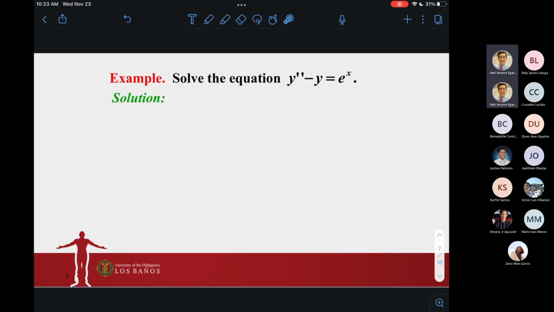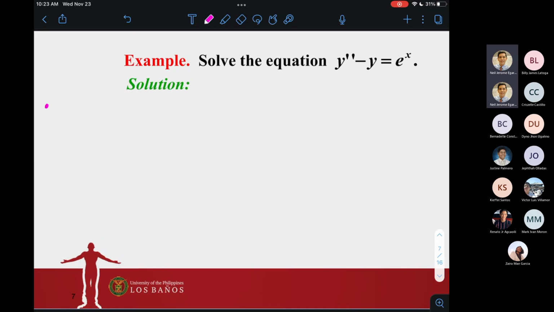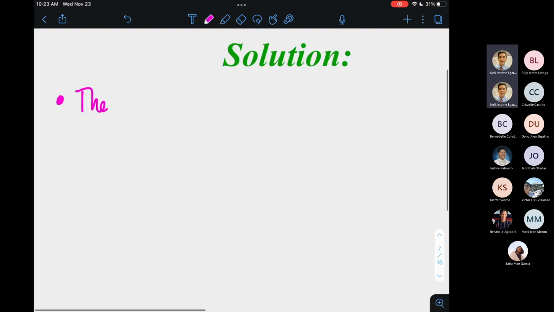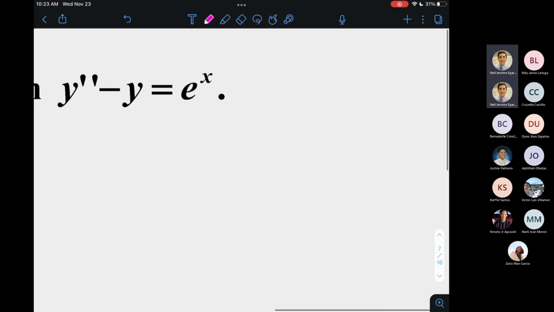But just to illustrate the method, let's do it here. Alright? So you can use either undetermined coefficients here or reduction of order. Right? So I'll just solve this using reduction of order. Okay? So the first step is to find the homogeneous solution, or the solution to the homogeneous version. So the characteristic equation. Maybe I'll write it in detail, okay? So the characteristic equation for the homogeneous version of, let me call this star.